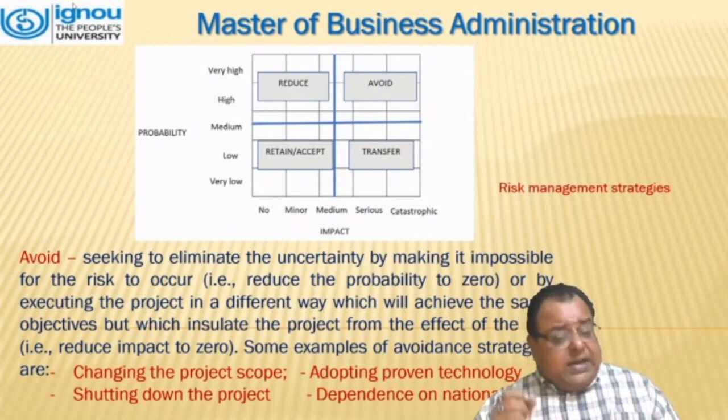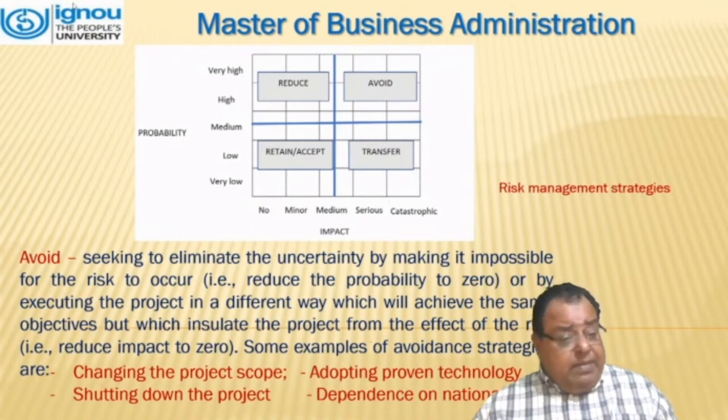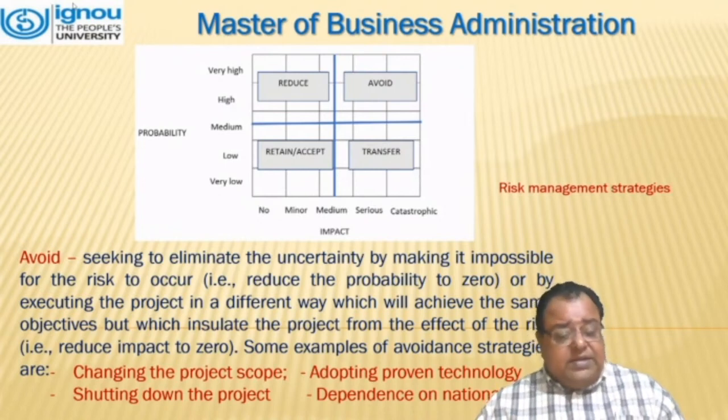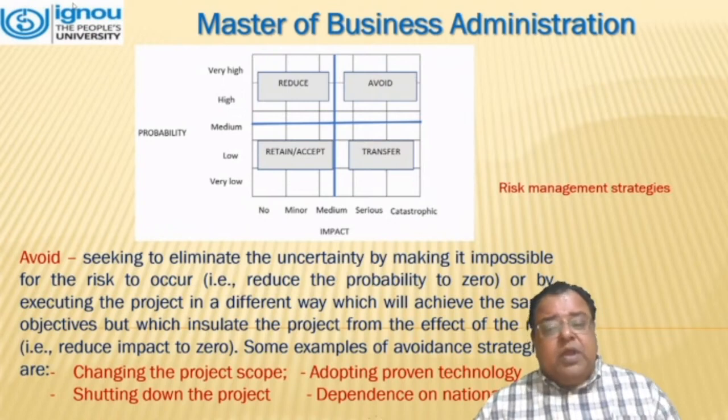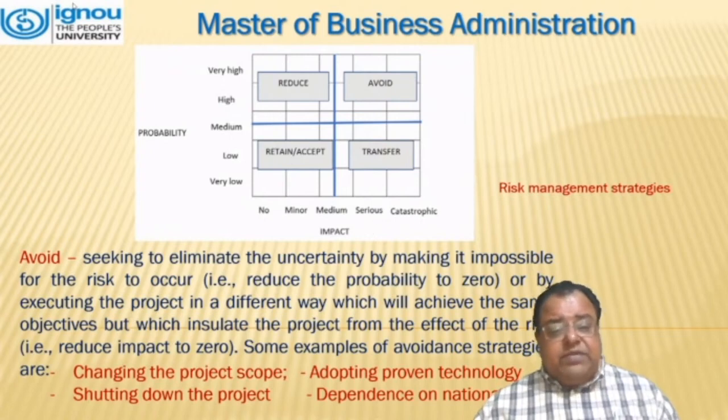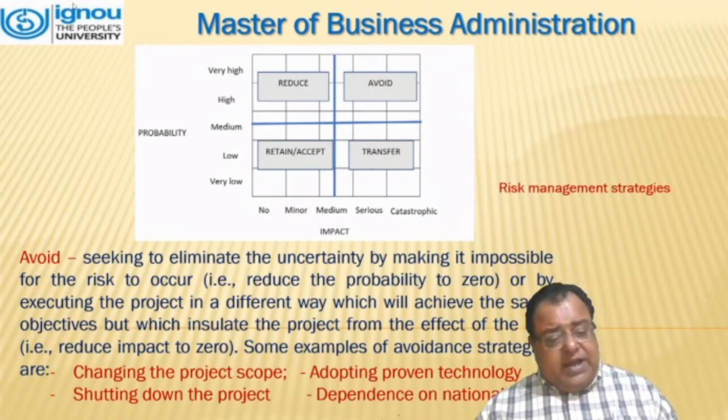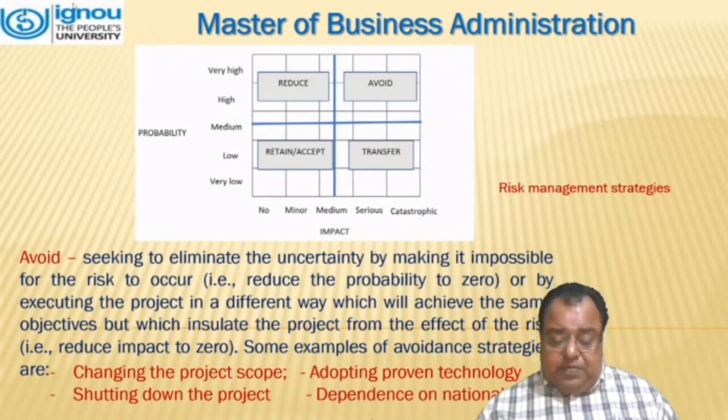Avoid means seeking to eliminate the uncertainty by making it impossible for the risk to occur, that is, reducing the probability to zero, or by executing the project in a different way which will achieve the same objectives but insulate the project from the effect of the risk, that is, reducing impact to zero. Some examples of avoidance strategy are changing the project scope, shutting down the project, adopting proven technology, and dependency on national supplies.